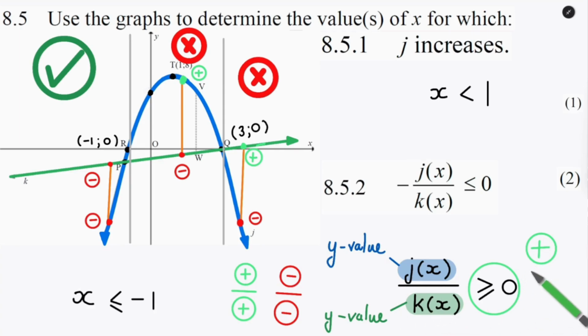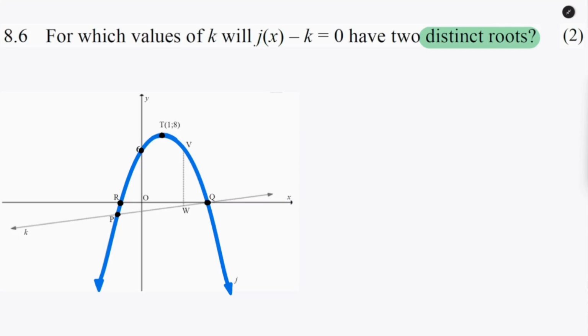Okay, let's have a look where our 3 marks come from. All 3 marks are simply just awarded to your answers in this case. Wrapping up question 8. For which values of k will j of x minus k have 2 distinct roots? So the first thing we do is we're going to take this negative k over to the other side of the equation so that we get j of x is equal to k.